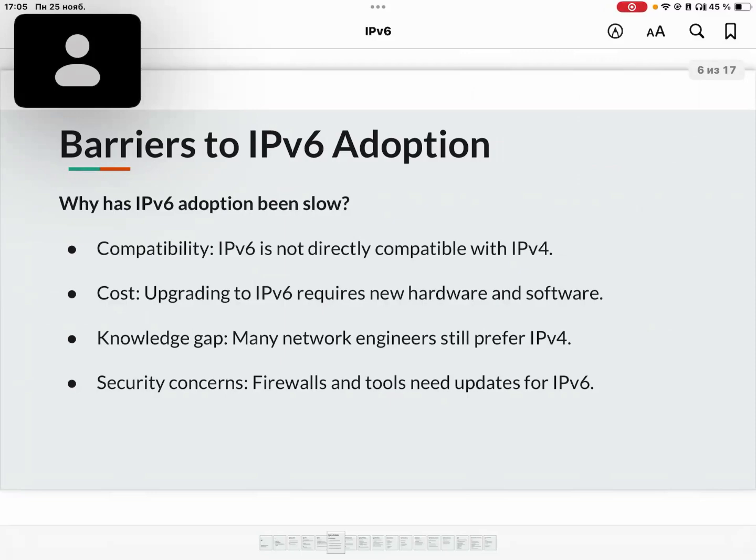The second is cost. Upgrading hardware and software to support IPv6 can be expensive. Then the knowledge gap: many engineers are familiar with IPv4 and need training to use IPv6 effectively. And the security concern: firewall and monitoring tools must be updated for IPv6 traffic, which relates to what I mentioned about upgrading hardware.